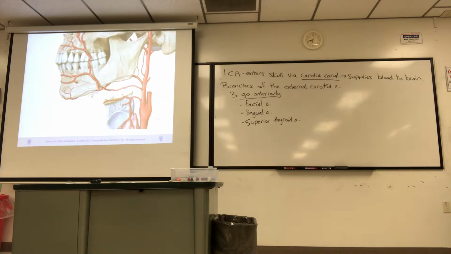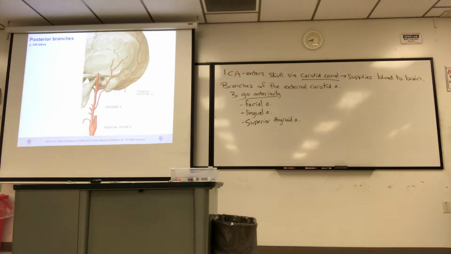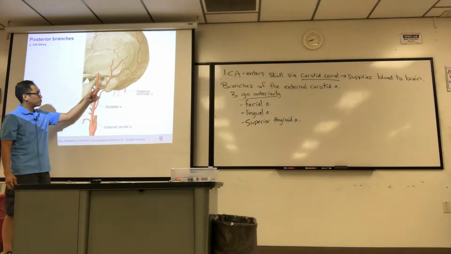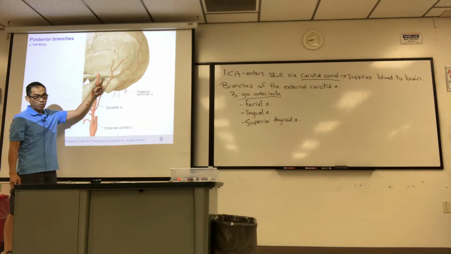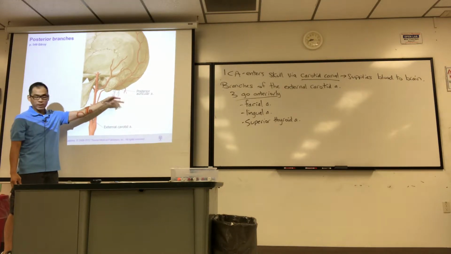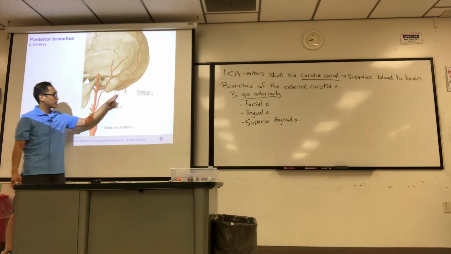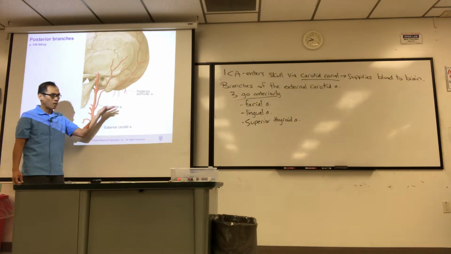I'll move on to a different figure here. Still on the external carotid. There are two that go posterior. One that passes right, just posterior to your ear hole. It's called posterior auricular artery. The one that goes to the occipital bone is called occipital artery.